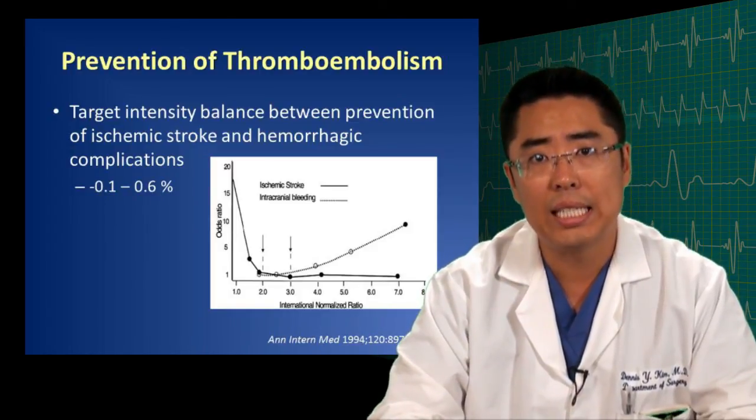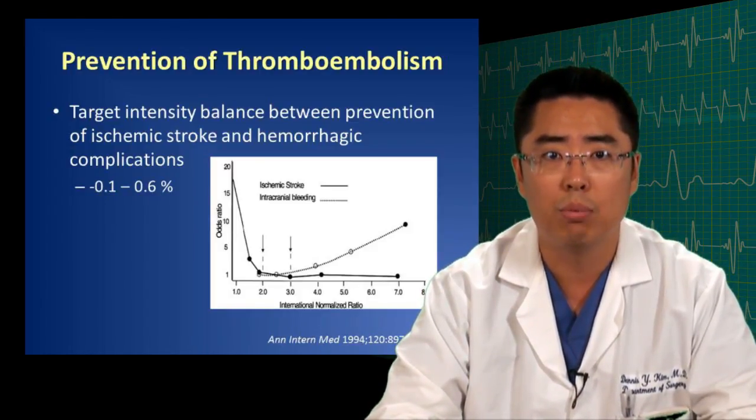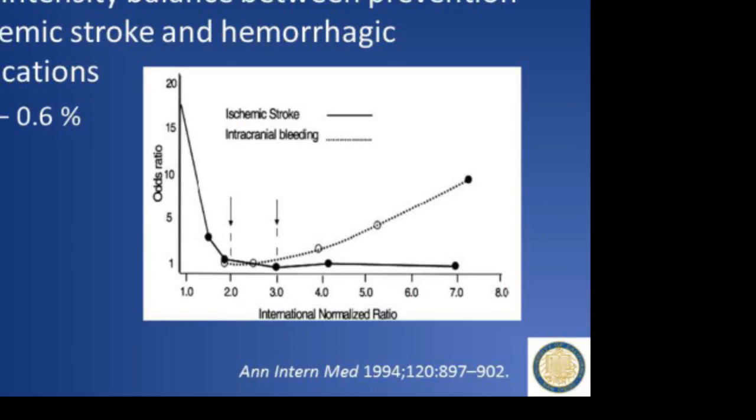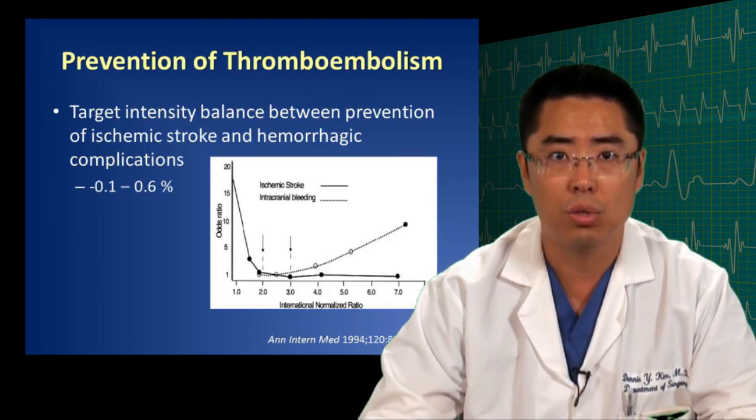In terms of the target intensity, again, this is a fine balance between prevention of ischemic stroke and hemorrhagic complications, which may occur on the order of 0.1 to 0.6%. But in general, the target INR for patients who are placed on vitamin K antagonists such as warfarin is between 2 to 3. As you can see from this chart, the risk for intracranial bleeding starts to increase significantly in patients with an INR greater than 4. Likewise, the occurrence of stroke in patients who are on anticoagulation usually occurs in the setting of inadequate anticoagulation with INRs less than 2.0.